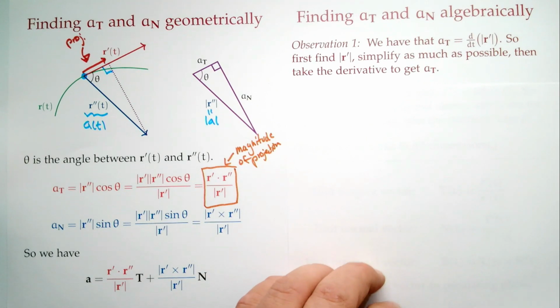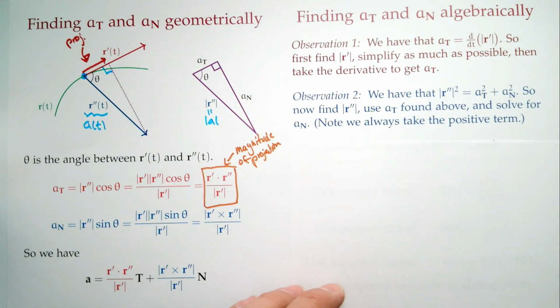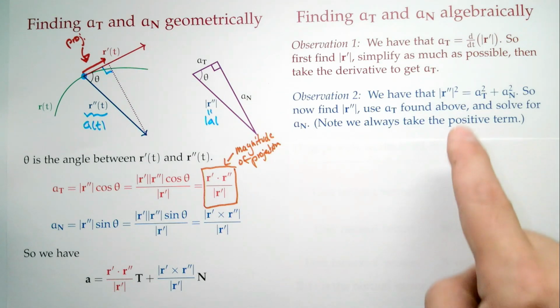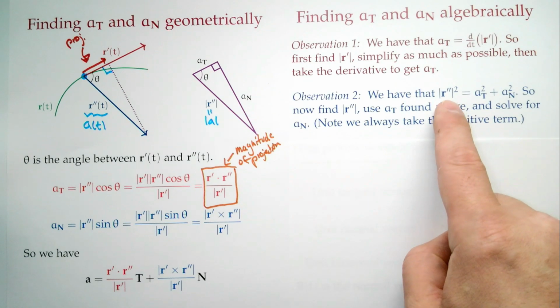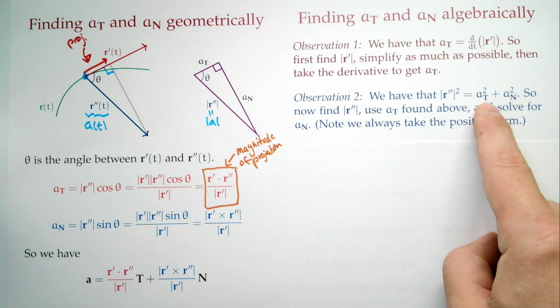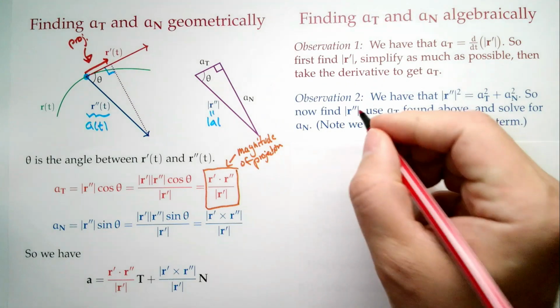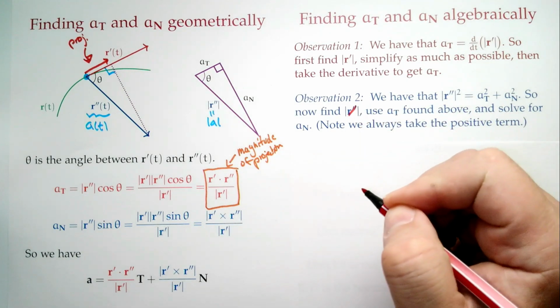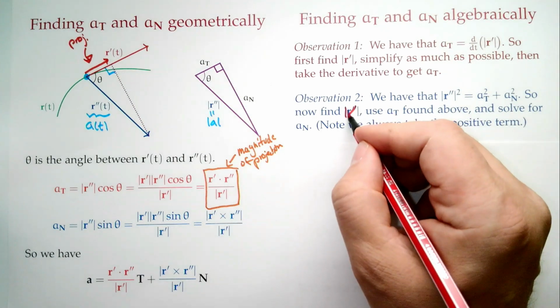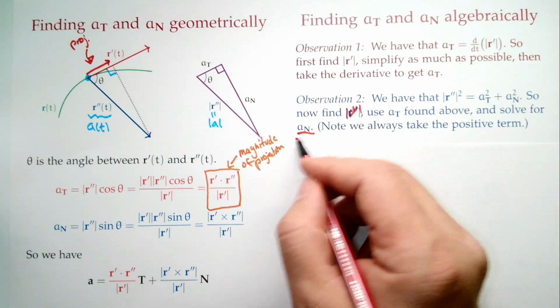Pythagorean theorem. So, we have that the magnitude of r double prime squared is a sub t squared plus a sub n squared. We can find the magnitude of r double prime, and we can find a sub t, because we just did that in the step before, and therefore we can find, oh, that's a typo. I need to fix that. So now we can find, oh, no, that's okay. That is actually correct. Now we can find a sub n.